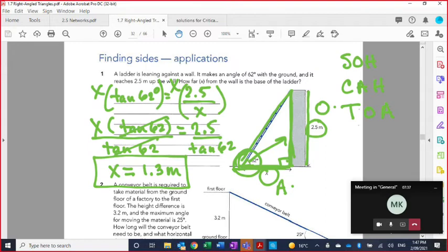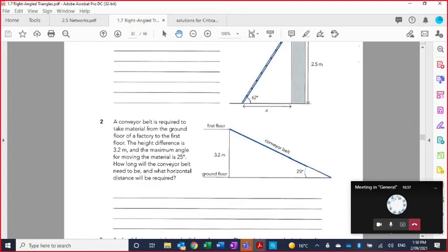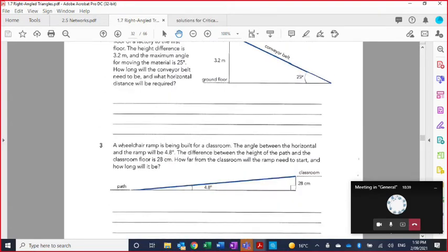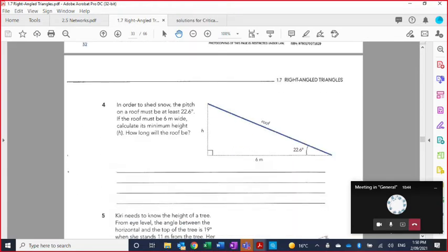Now, there will be a couple where you may have to go back and think about the Pythagorean formula as well. For example, okay, here we go. If you look at this one in particular, it says, in order for the shed to shed snow, the pitch of the roof must be at least 22.6 degrees. If the roof must be 6 meters wide, then calculate its minimum height, in other words, the height here. So at first, this is just plain trig.